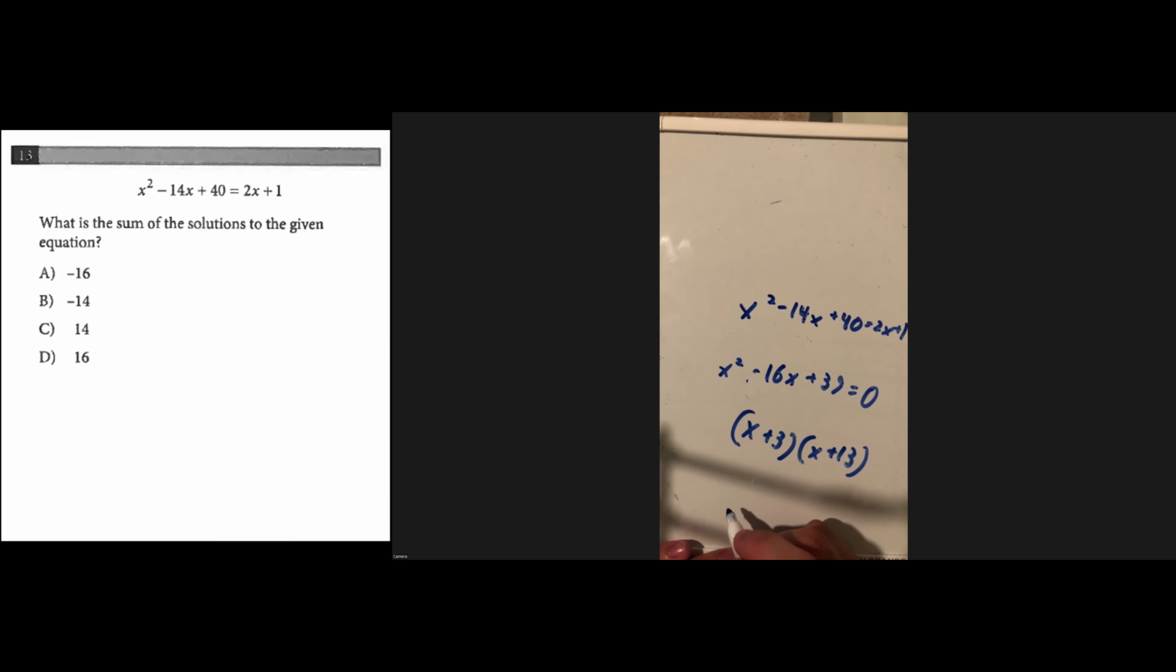So the sum of those solutions would be 3 plus 13, which is 16, which is answer choice D.